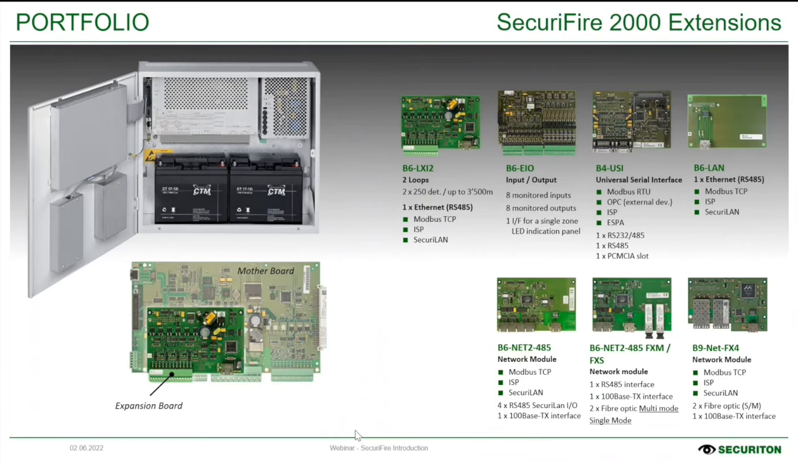Here we have the various extension boards for the Securify 2000 version, and these are B6LXYI2, which is a 2-loop module. We have a B6EIO input-output module. We have the B4 USI, which is a universal serial interface module. We have the B6LAN interface module. We have the B6 Net2485 RS485 network module. We have the BX Net2485 FXM FXS optical fiber network module, and we have the B9 Net FX4, which is also an optical fiber interface.